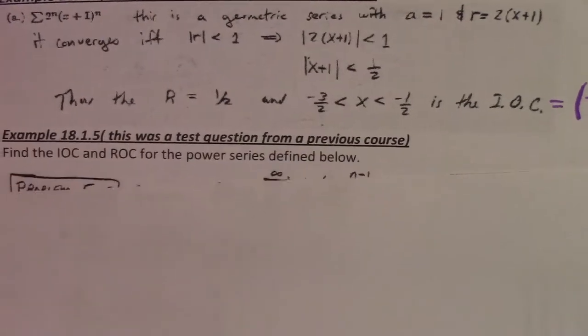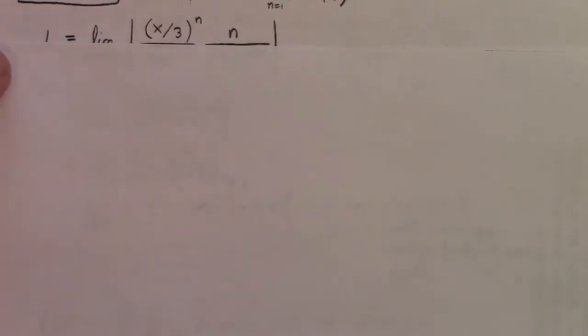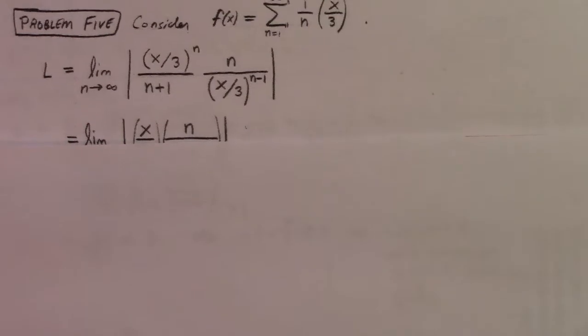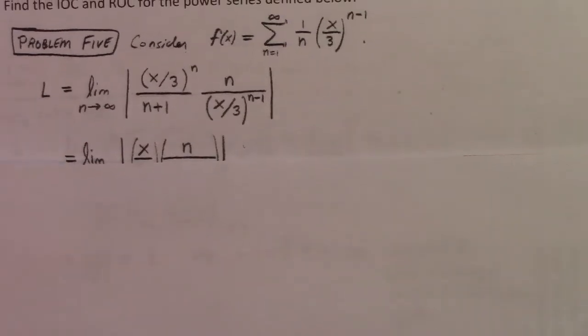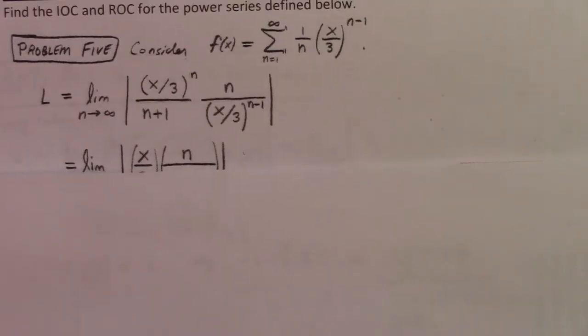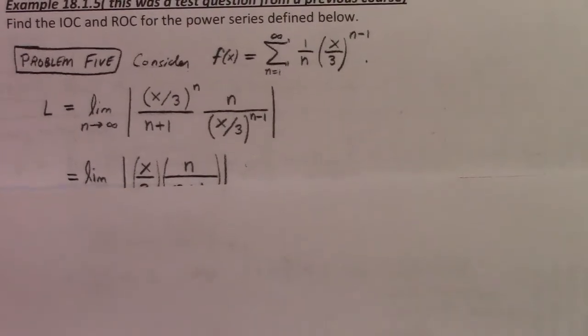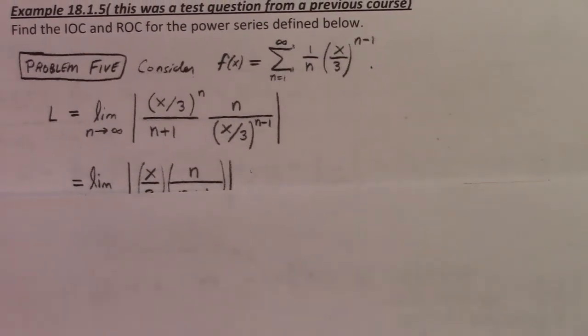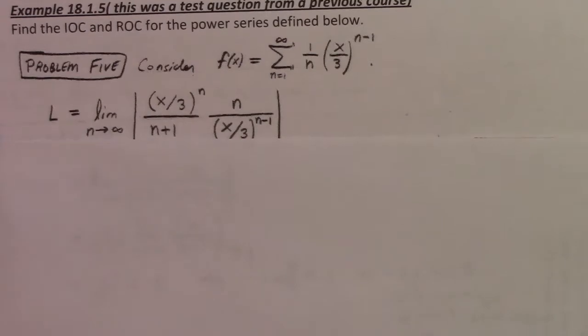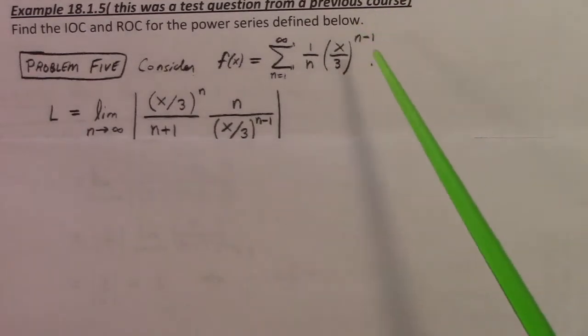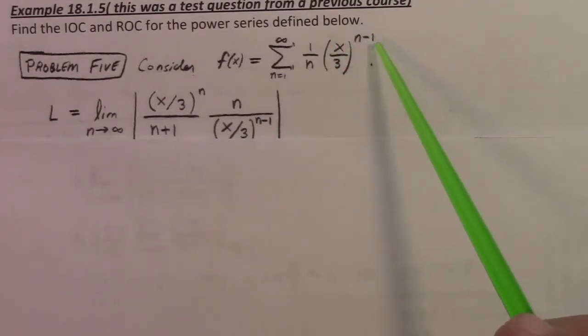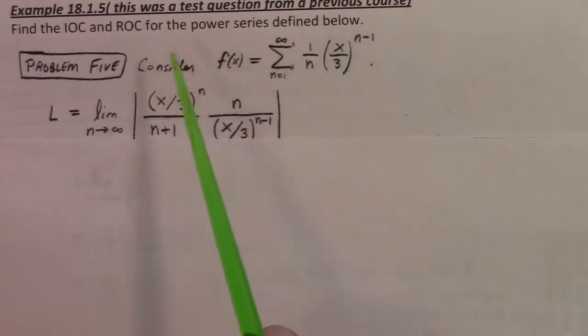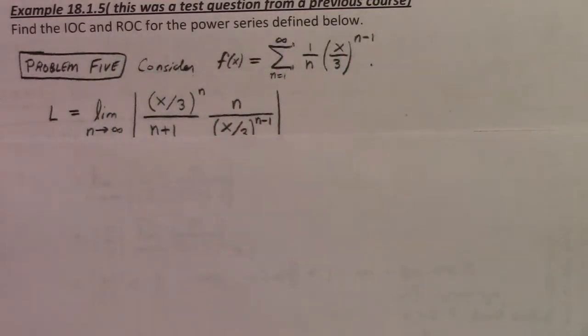All right, next example here. And this was actually a test question from a previous Calculus 2 that I taught. So consider f of x equals the sum of 1 over n times x over 3 to the n minus 1. We're asked to find the IOC and ROC for this power series.